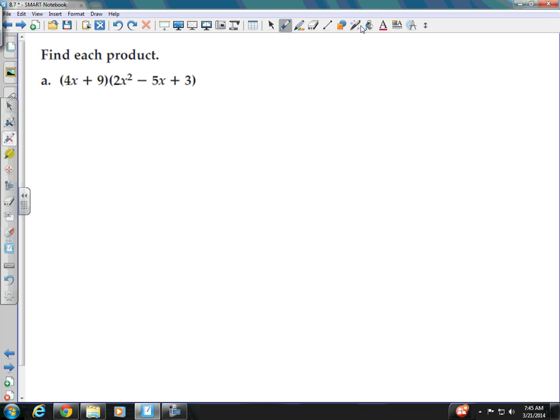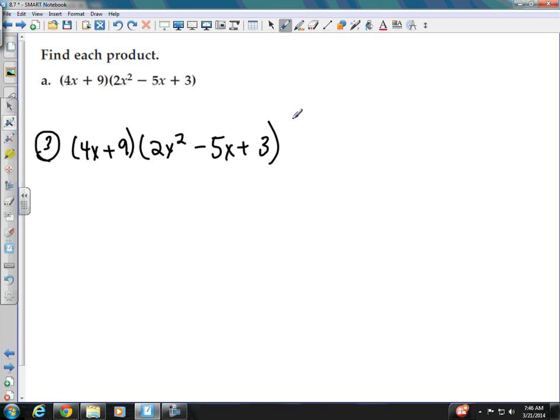Now let's see one last example. Example 3, we have 4x plus 9 times 2x squared minus 5x plus 3. Alright, and we're told to check first, make sure we have our terms. So our first parenthesis, we have 4x and 9, so it's a binomial, so 2 terms. But over here, in our second one, I have 1, 2, 3 terms, so he's a trinomial.